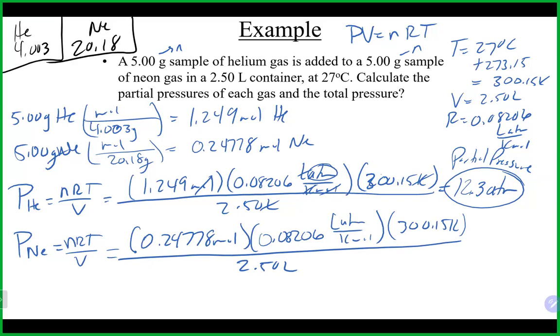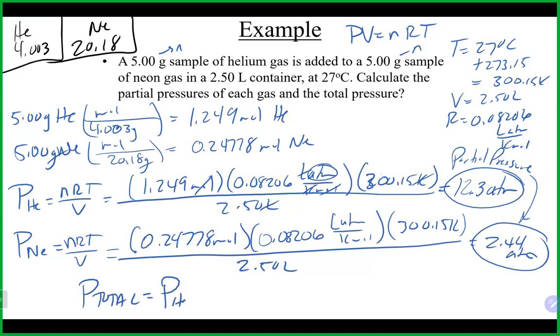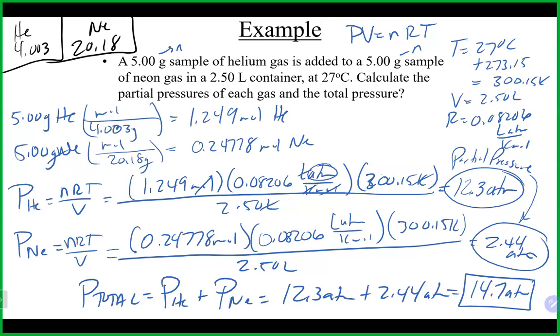And that's going to give us a partial pressure of 2.44 atmospheres for neon in this case. At this point, we could get our total pressure by simply adding those together. So our total pressure will equal the partial pressure of helium plus the partial pressure of neon. That's going to give us 12.3 atmospheres plus 2.44 atmospheres, which is 14.7 atmospheres as our total pressure of this gas mixture.